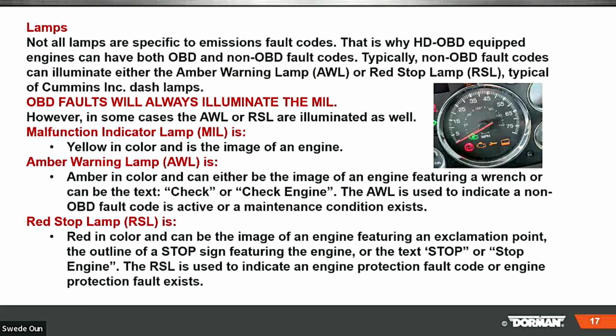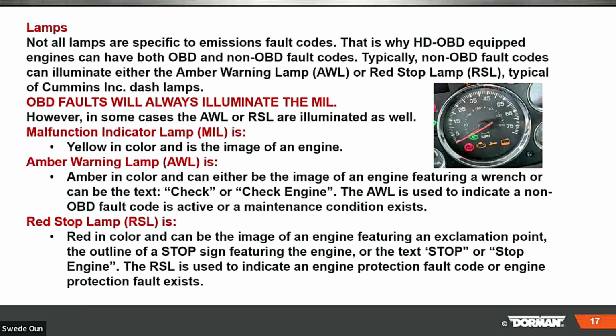But anyway, the malfunction indicator lamp is yellow in color and is the image of an engine. Then when you get in some of these vehicles, you have the amber warning lamp. Amber in color, it can either be the image of an engine featuring a wrench, or can be the text check or check engine. The amber warning lamp is used to indicate a non-OBD fault code is active, or, of course, why do we have the wrench? You've got a maintenance condition exists.